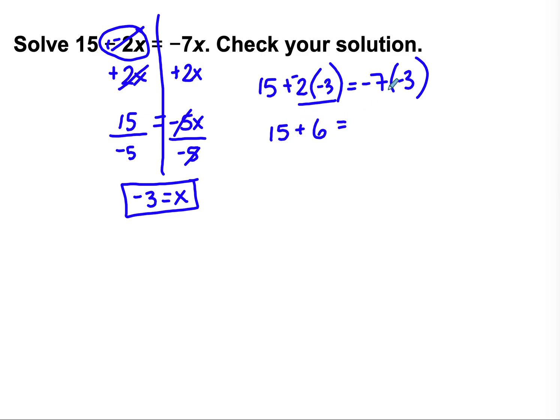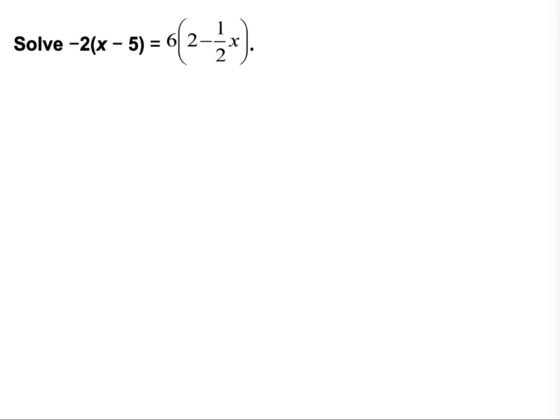15 plus 6. Over here, I'm going to do my multiplication. Negative 7 times negative 3 is 21. Okay, let's think about it for a minute. 15 plus 6 equals 21. Yep, that's correct. So I solved my equation correctly. Okay, let's take a look at this next one.